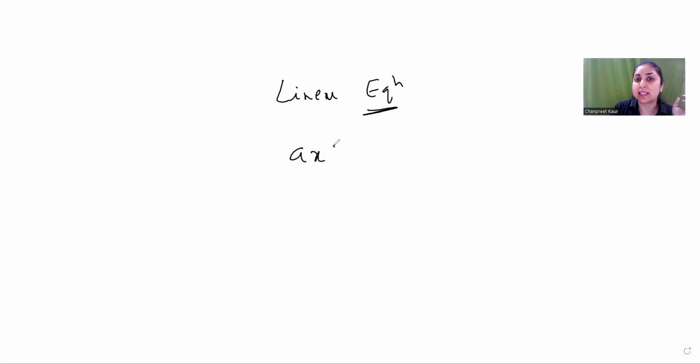Let me write the standard form. So ax plus b is 0. Here the variable is x and the highest power of the variable is 1. Or I can say that the degree of this expression is 1. So this is known as a linear equation in one variable.